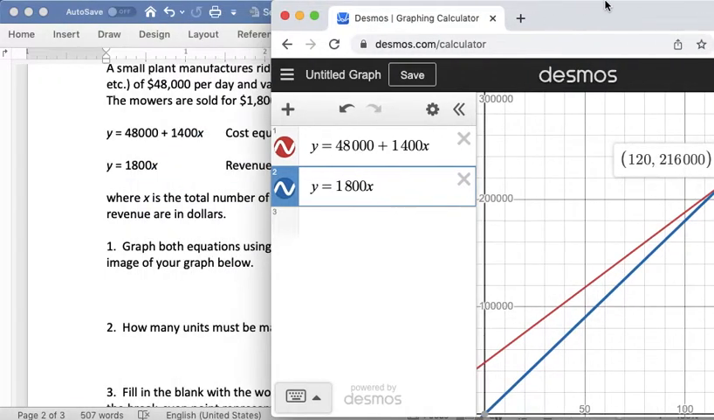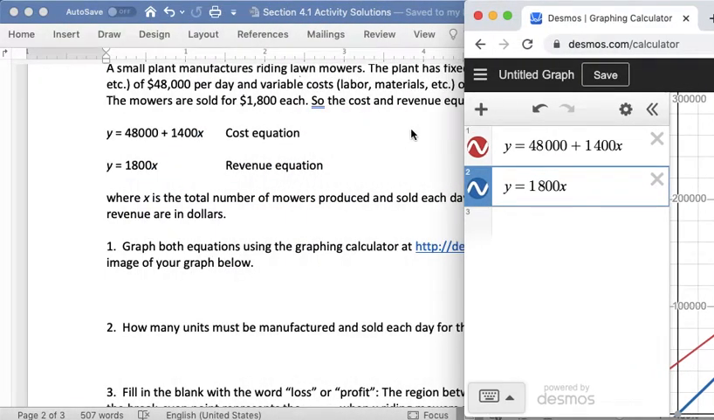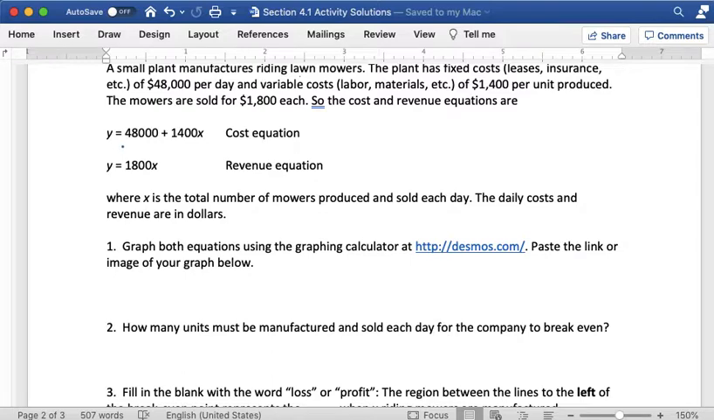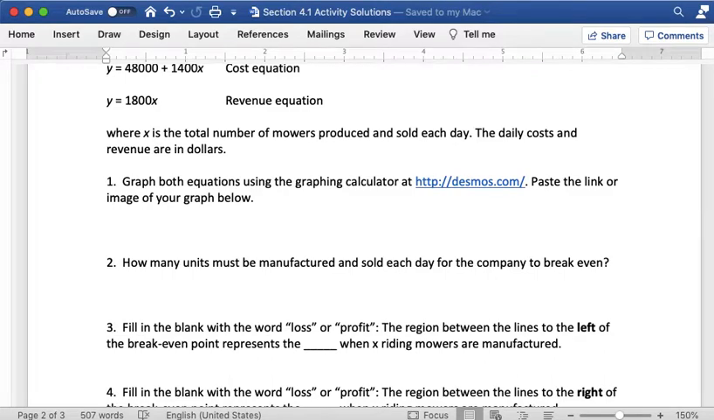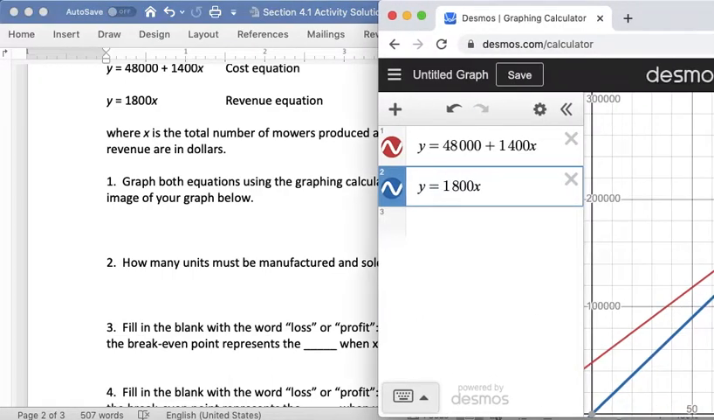The book will maybe show you a different way to do this. You can also set these equations equal to each other and algebraically solve for x. If you want to do that too, that's fine. However you think is the best way to do it. So I have my point here. I'll bring that back up.